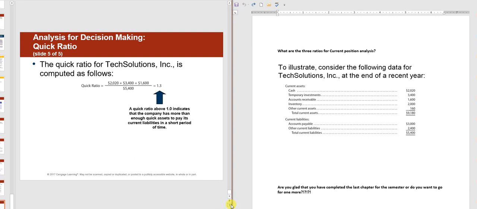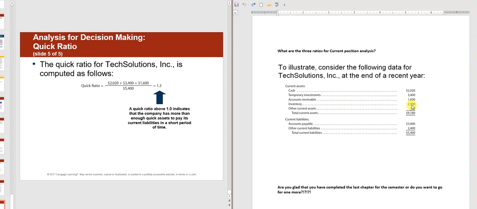The quick ratio is we just take our quick assets. Quick assets are ones that can be turned into cash quickly. So let's go through here. Notice cash is cash, so I have 2020. Marketable securities, temporary investments, those are stocks on the stock exchange. I can sell those really quickly, 3,400. And accounts receivable, I can factor it or sell it to a financing agency and get cash immediately. So those three are quick assets.